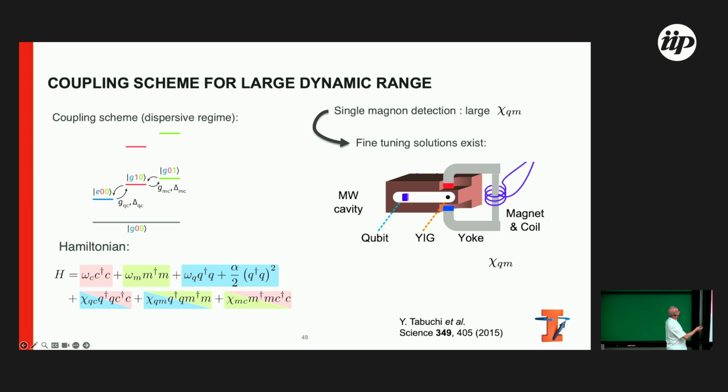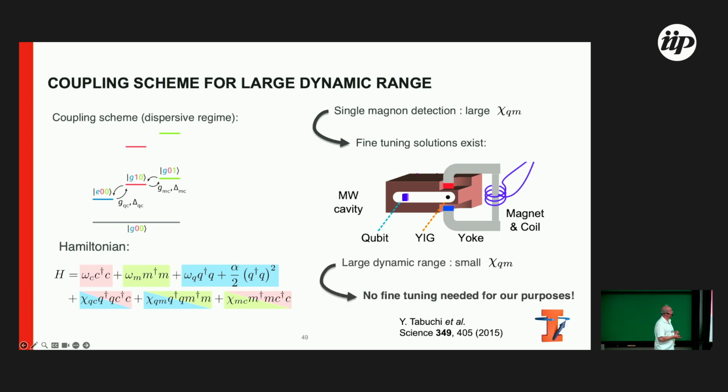Now, for a single magnon detection, what you want is really large coupling of the qubit to the magnetic mode here. And the way you do this is essentially by making sure that they are at the same resonance frequency. And so what that requires is that you have to have a variable magnetic field that allows you to tune the resonance of your magnetic system to be identical to your qubit. This turns out to be difficult and hard. So we did something easier.